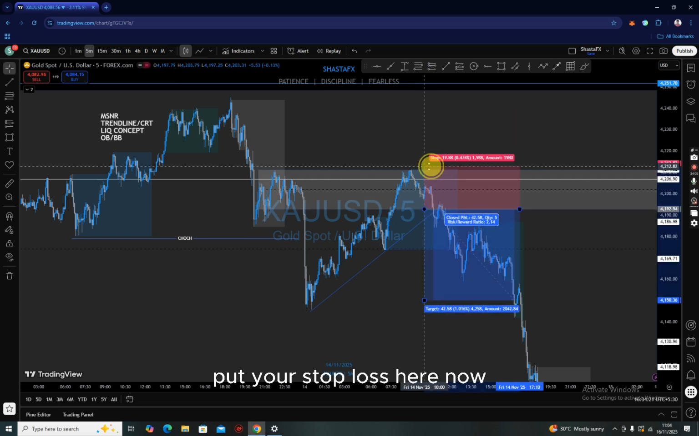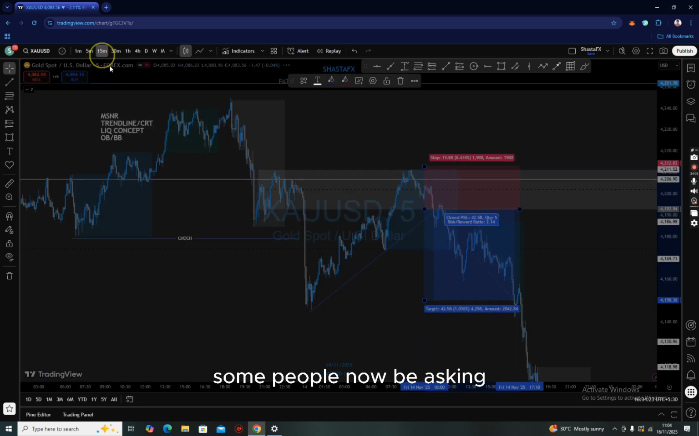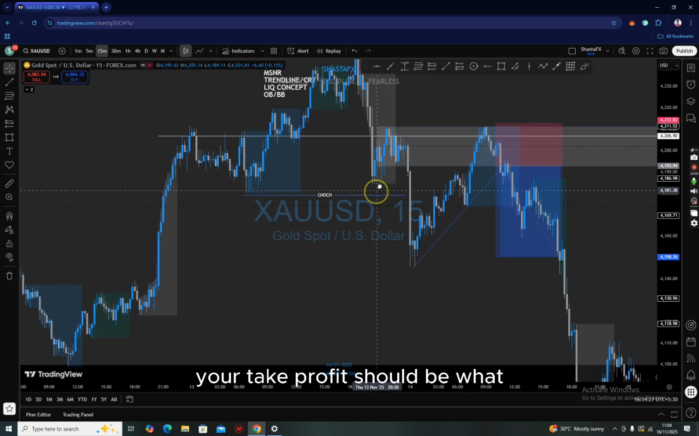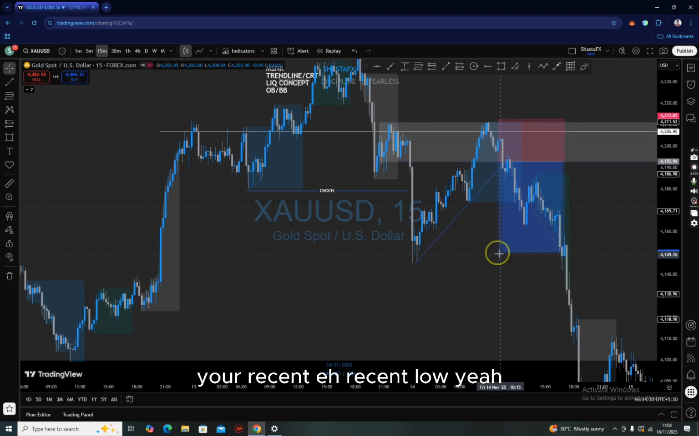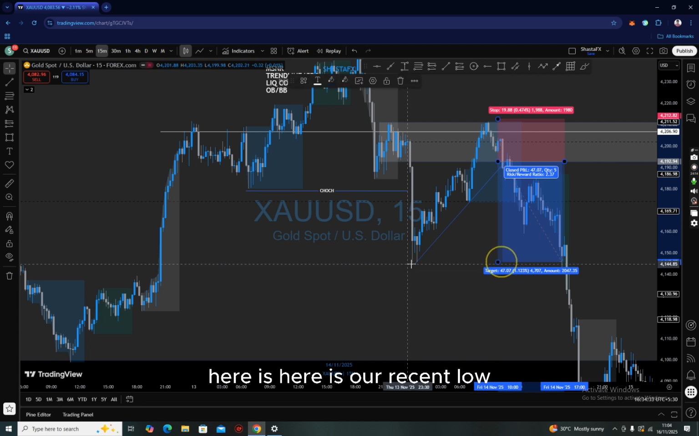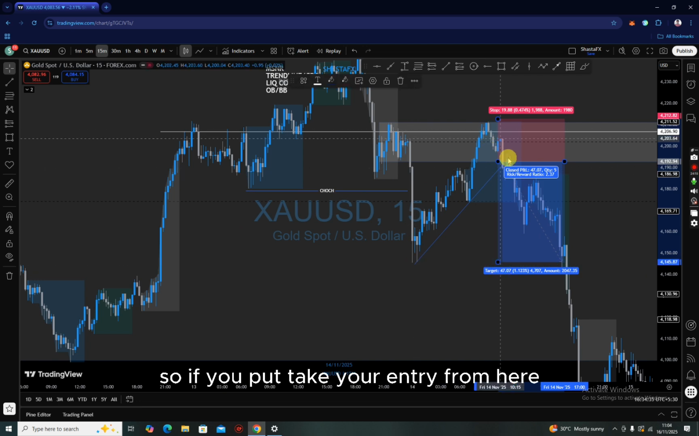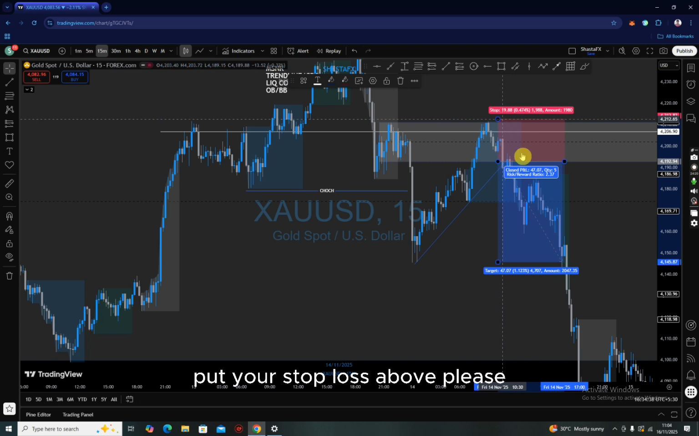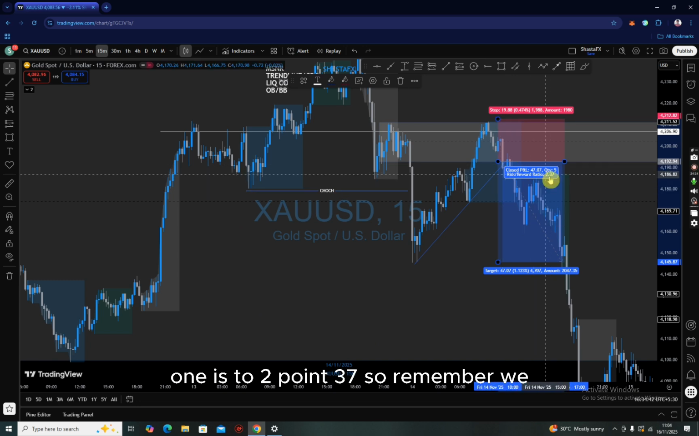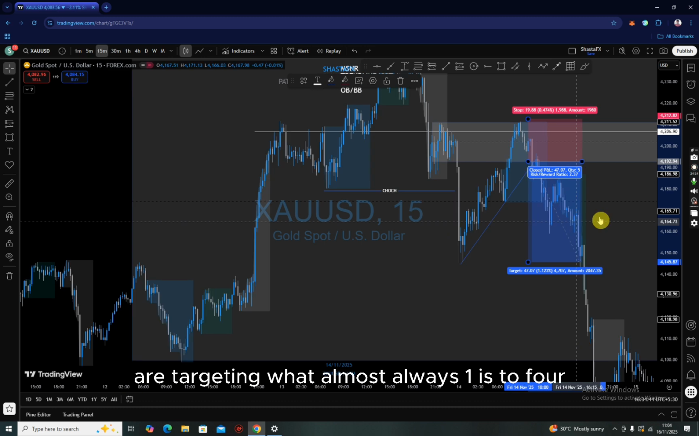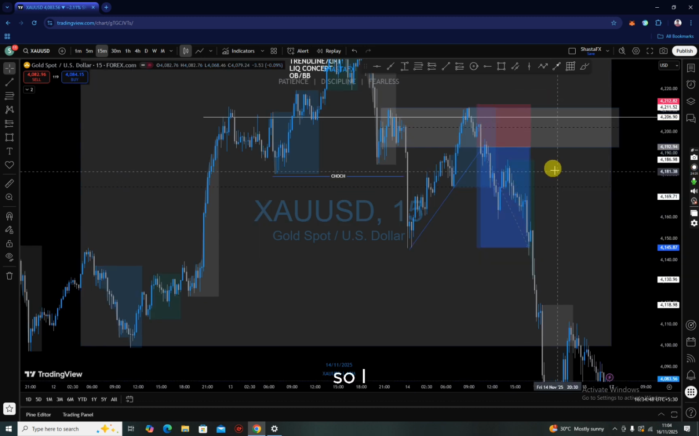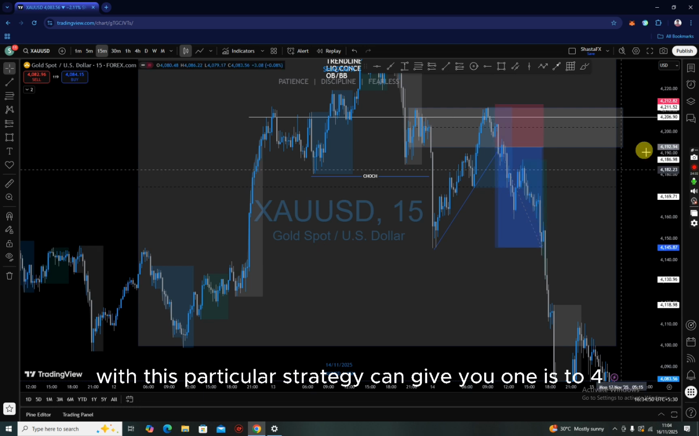Put your stop loss here. Now, some people will be asking, where will you put your take profit? Remember I said your take profit should be your recent low. Here is our recent low. So if you take your entry from here and put your stop loss above, we are getting a risk to reward of 1:2.37. So remember we are targeting always 1:4. With this particular strategy, it can give you 1:4.